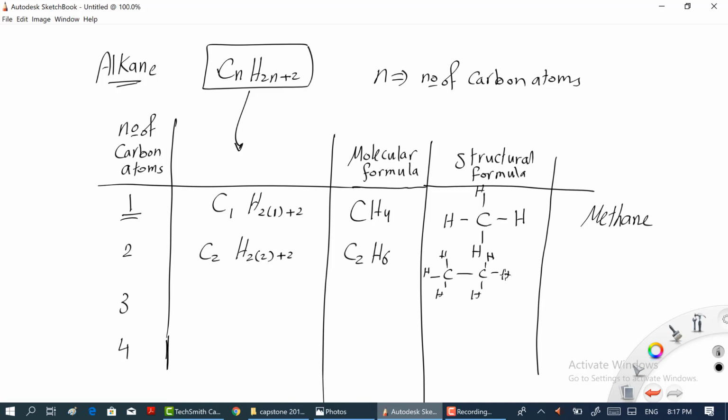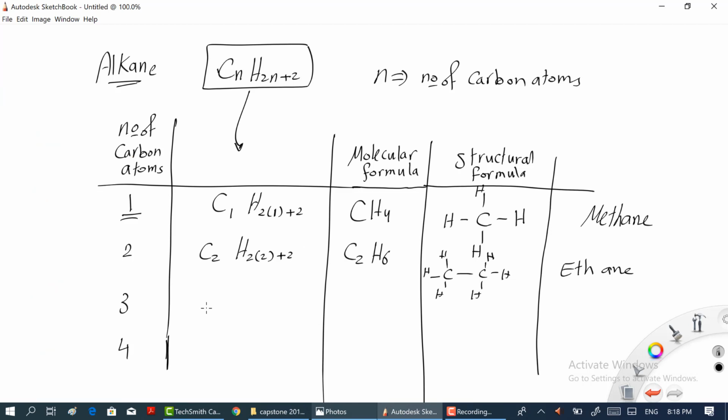What is the Latin name for the number 2? It's called "eth", and it's all single bonds, and so on. So we'll find C3 H2 multiplied by 3 plus 2, so it will be C3H8. According to this, 1, 2, 3. This dash represents the hydrogen atom. So it will be propane.